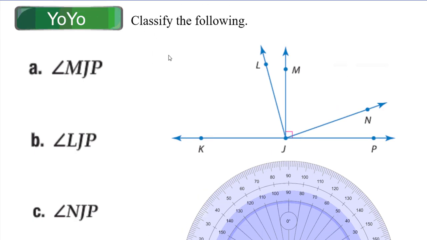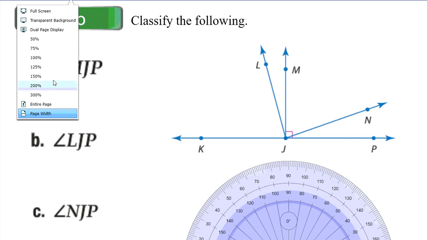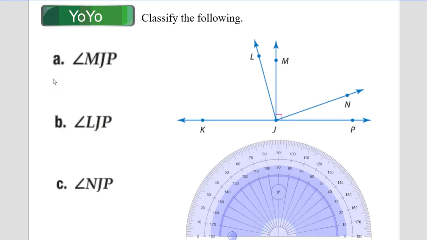I'm going to give you just a quick chance to try. Can you tell me what the following angles would be? Are they going to be acute, right, or obtuse? So angle MJP, LJP, and NJP. If you need to, pause the video right now and then unpause it once you've had a chance to try.